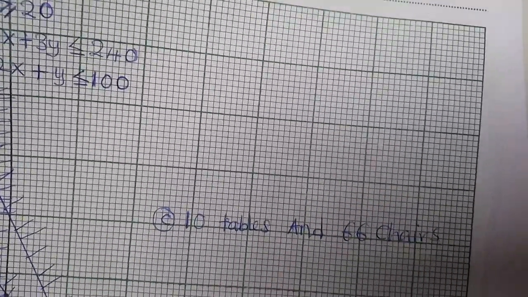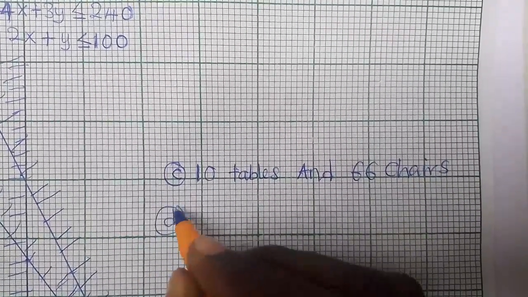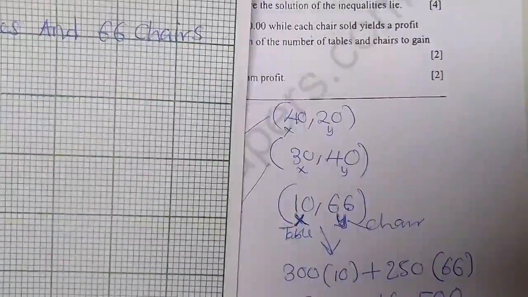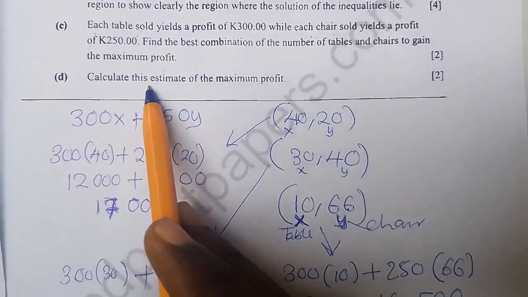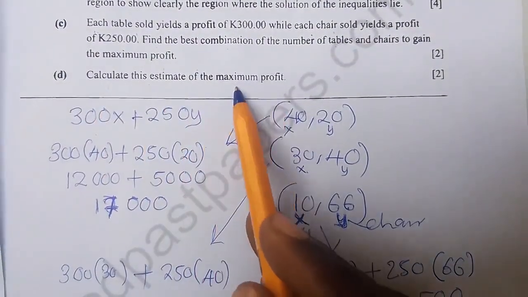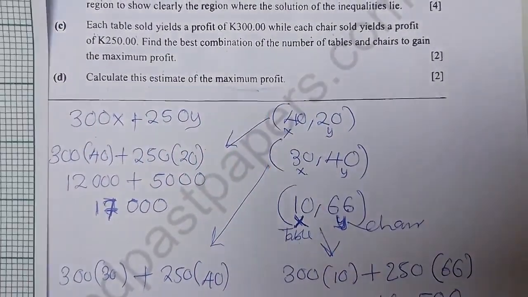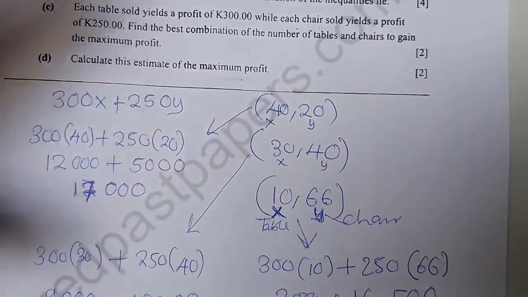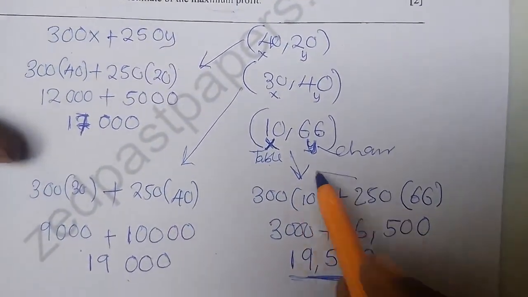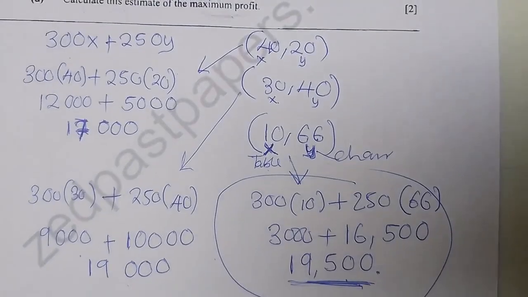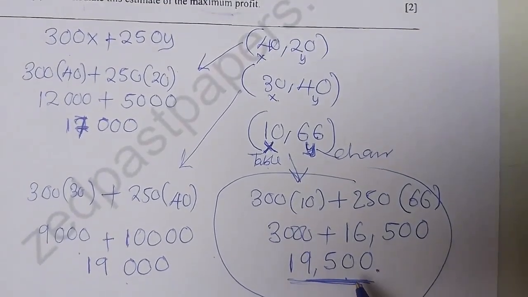Then you move to D. What is D saying? What are they saying? Calculate this estimate of the maximum profit. What is this now, maximum profit? These are the calculations we were doing now. So once you identify, you just put this now. So that is your estimate of the maximum profit.